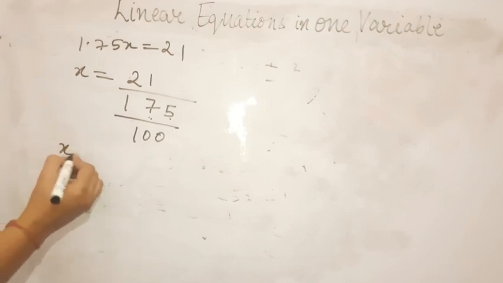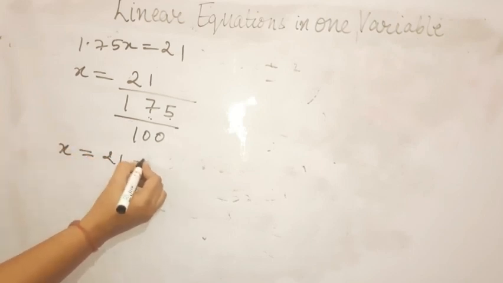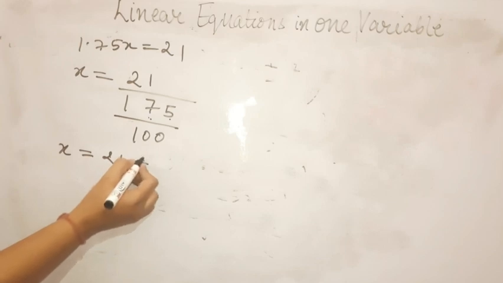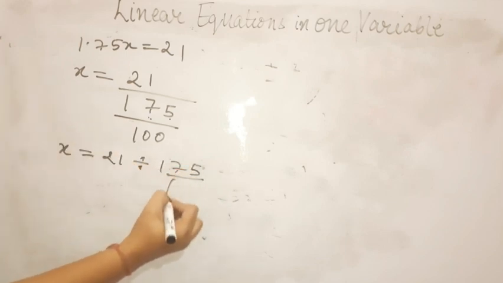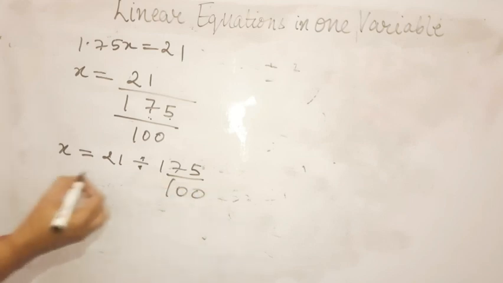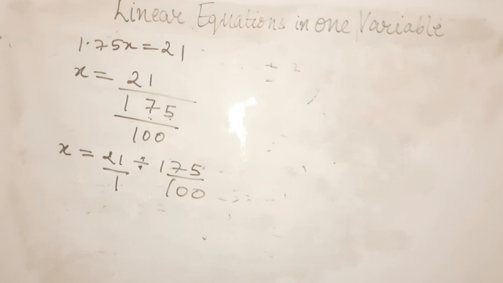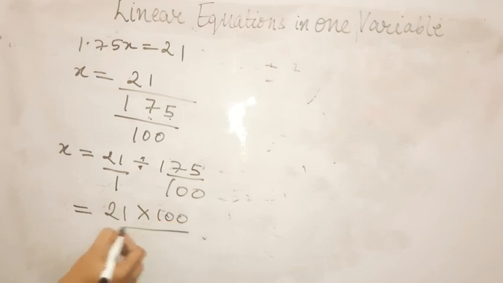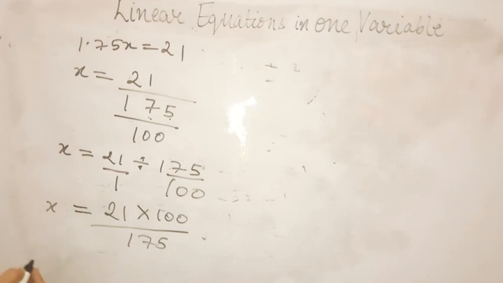So I have explained to you in the chapter on rational numbers how to divide rational numbers. It is 21 divided by 175 upon 100. And 21 does not have any denominator, so by default consider 1. Okay. So take the reciprocal of the second fraction and multiply it with the first one. This is the procedure. Now we have to simplify this.